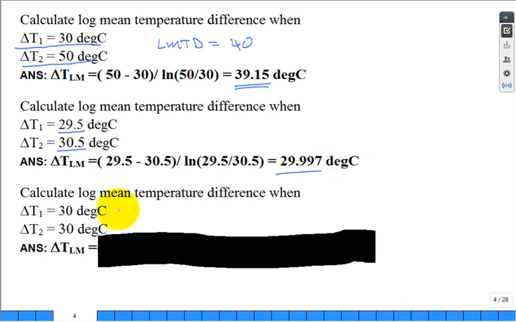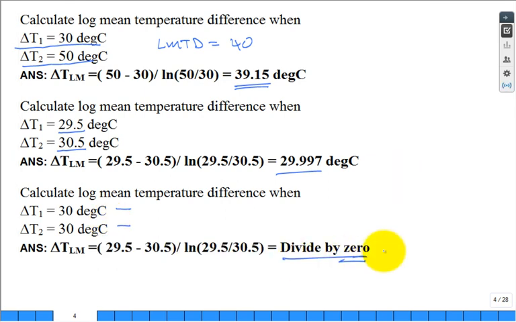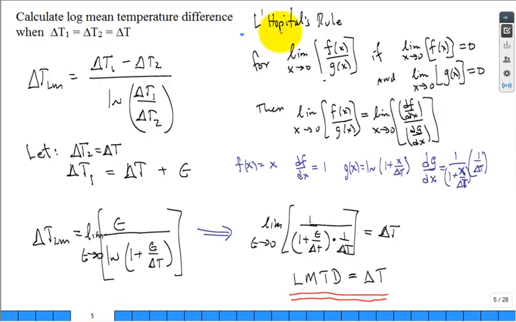And then the classic, some student with a calculator, hey, delta T1 is 30, delta T2 is 30. They run it, and what do they find? Divide by 0 on their calculator. But what is the log mean temperature difference when it's 30 on one side and 30 on the other side? It's 30. It's 30. And remember from calculus, L'Hopital's rule, and we covered that last time. True? So that you use that knowledge from calculus to help convince you when delta T1 is equal to delta T2 that the log mean temperature difference is that temperature difference.